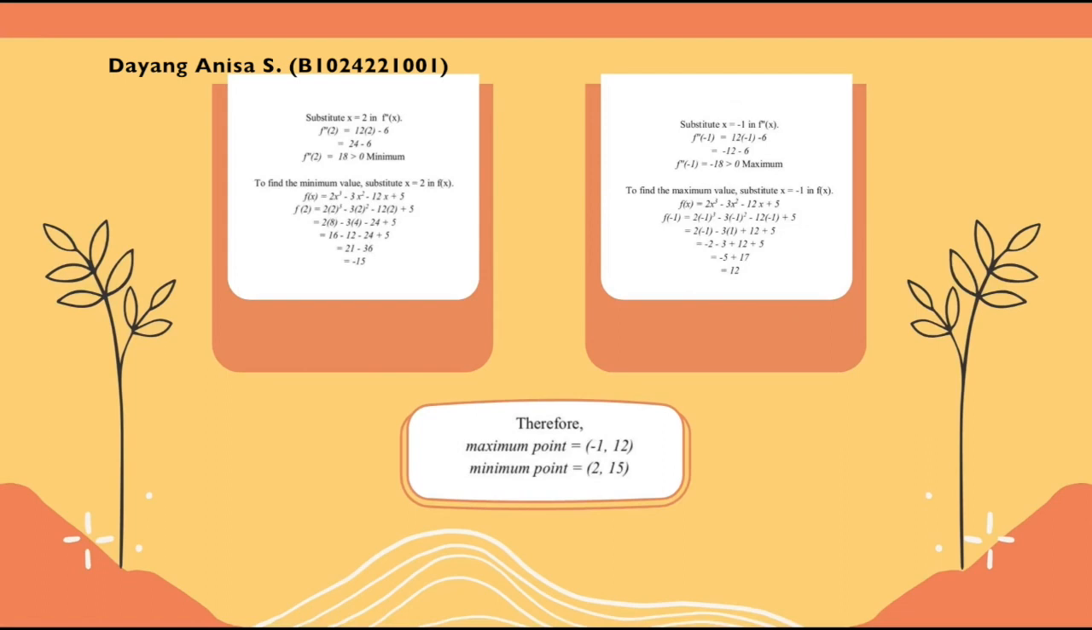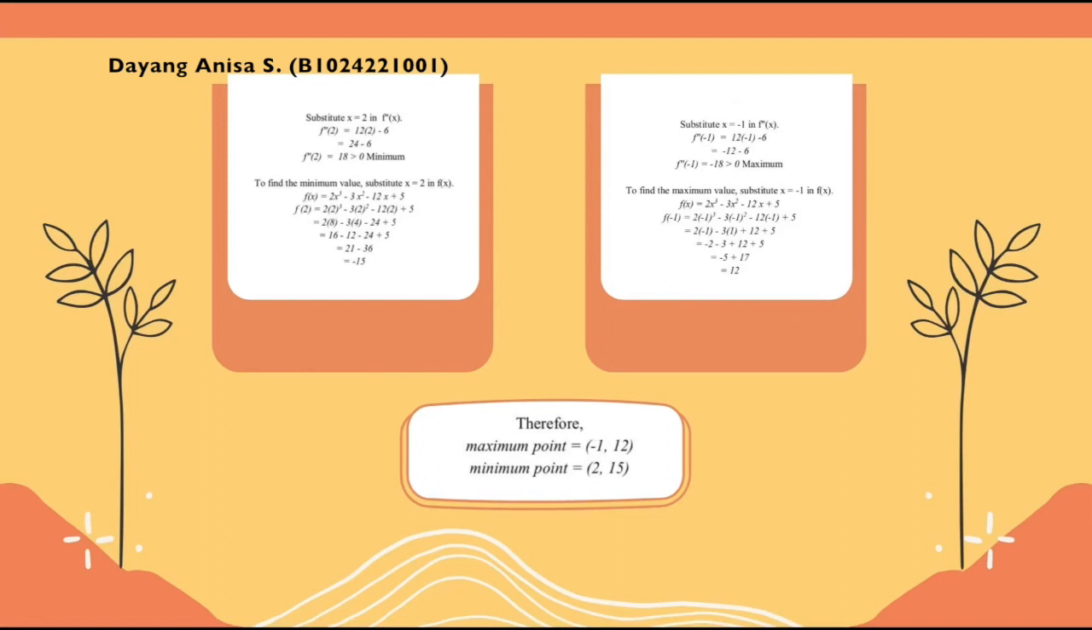f(x) equals 2x^3 minus 3x^2 minus 12x plus 5. f(2) equals 2 multiplied by 2^3 minus 3 multiplied by 2^2 minus 12 multiplied by 2 plus 5. So the result is minus 15.